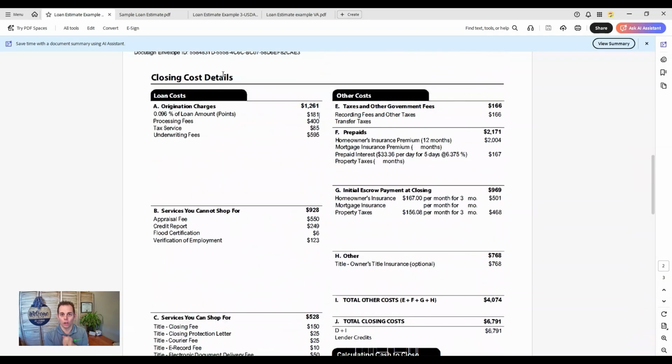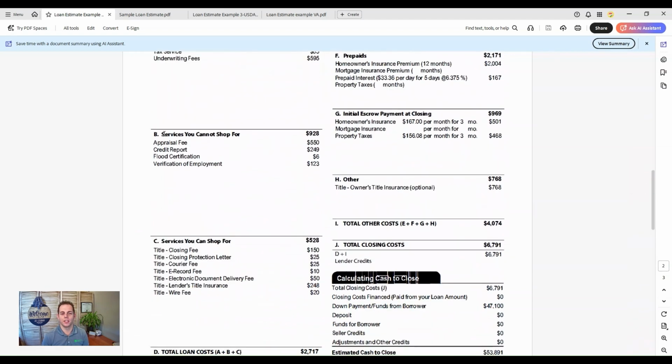Yeah. Look at Section A. That's the one that matters. Okay. The rest of this, you'll see if there are differences, and if there are big differences, then maybe we'll call our attention to it. So Section B is always going to be services you cannot shop for. This is stuff you have to have for the loan, right? An appraisal. We have to have an appraisal. We have to make sure that the house is worth the purchase price.